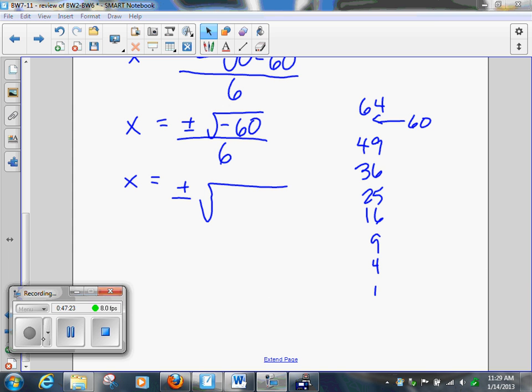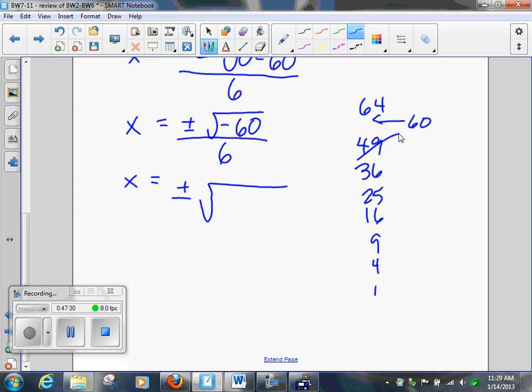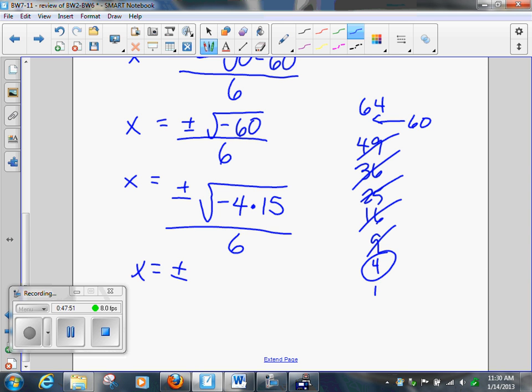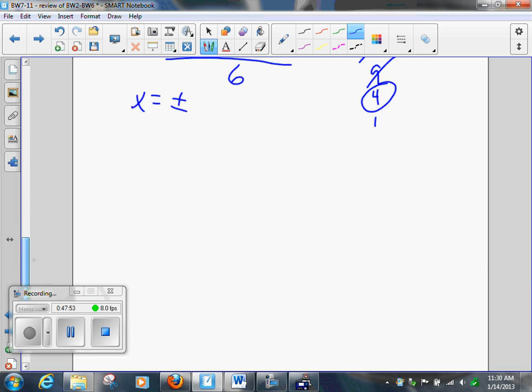Beautiful talk, and I'm missing it all. Will 49 divide into 60? No. Will 36 evenly? No. Will 25 evenly? No. Will 16? Will 9? No. Will 4? Yes. Thank goodness. Check this out. Negative 4 times 15 over 6. If you'll do your problems like this, you will not make careless mistakes. Keep leading with that plus minus thing.